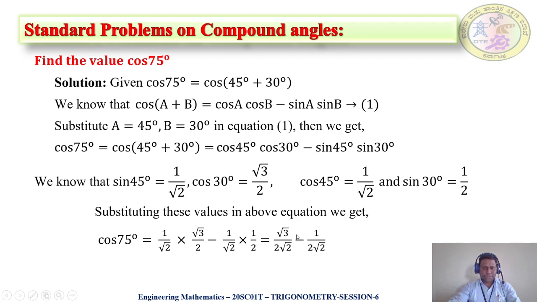Root 3 into 1 is root 3 divided by 2 root 2. 1 into 1 is 1 divided by 2 root 2. Again LCM is the same, 2 root 2. Therefore we get the answer root 3 minus 1 whole divided by 2 root 2. That is the value of cos 75 degree. That is cos 75 degree is equal to root 3 minus 1 whole divided by 2 root 2.